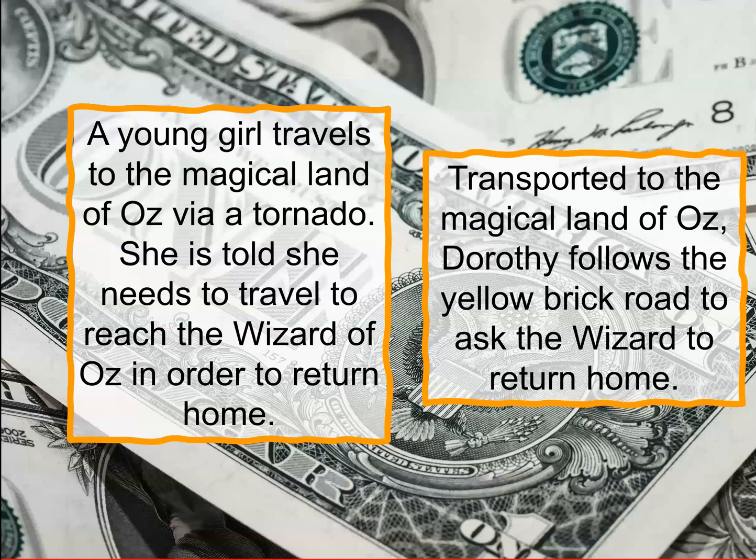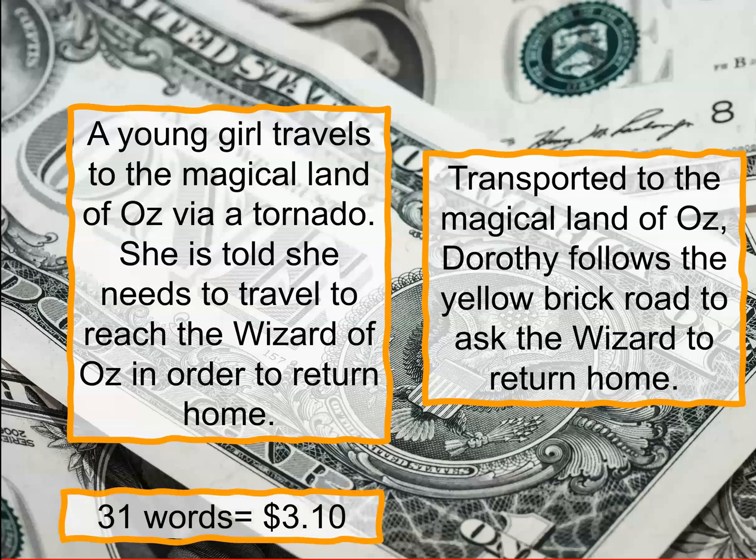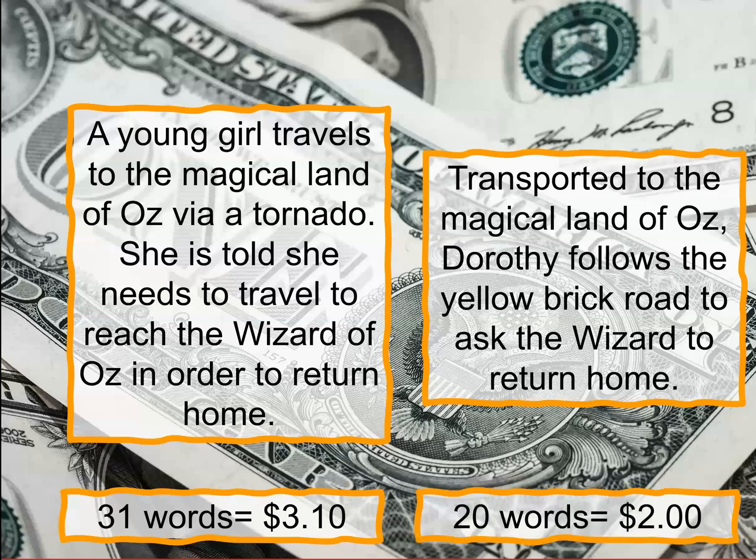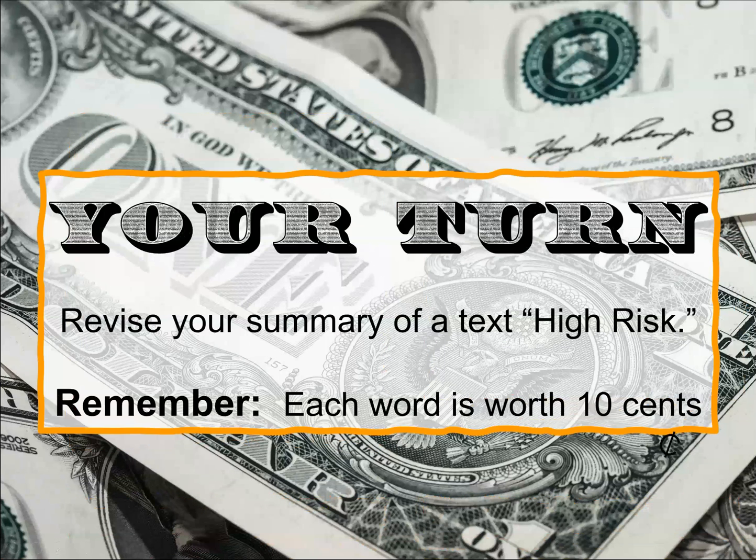The copy to the left is the original draft that clocked in at 31 words or $3.10, more than half my budget. The copy to the right is the revised version at only 20 words or $2. Looking at these two pieces side by side, the first draft and the revision, you can see that as a writer, I had to use different techniques to meet my goal.